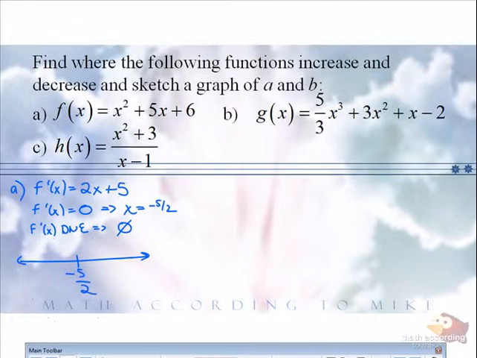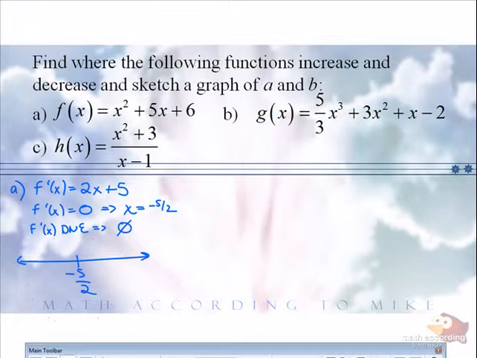So if you want steps here, step 1, find your critical numbers. Check. Step 2, draw a number line with your critical numbers. Double check. Step 3, pick numbers on your number line.